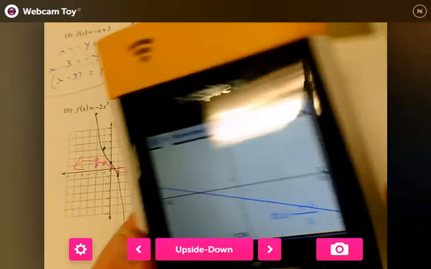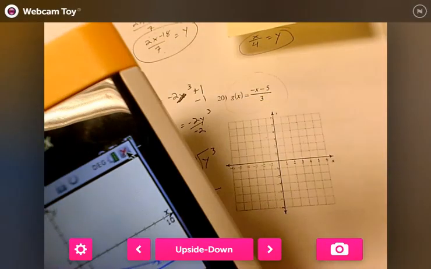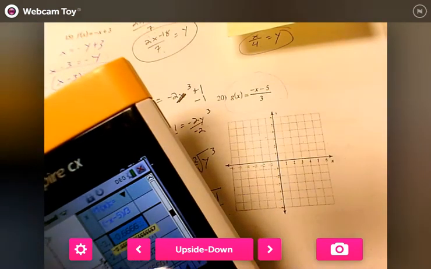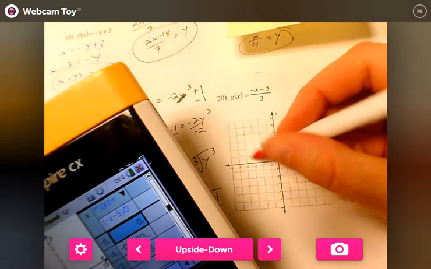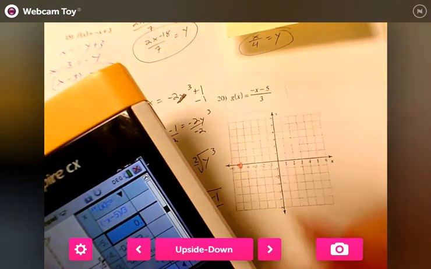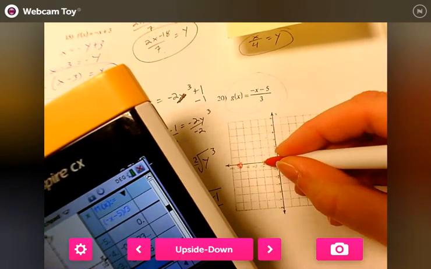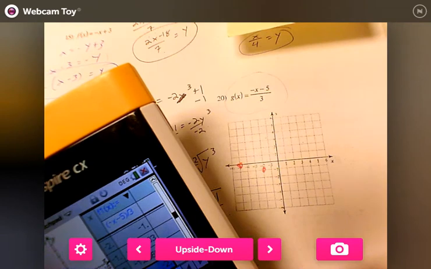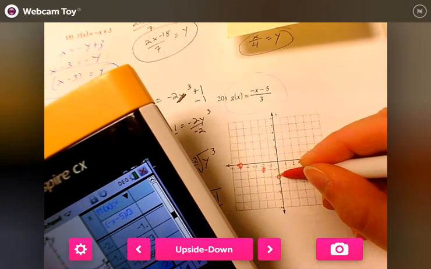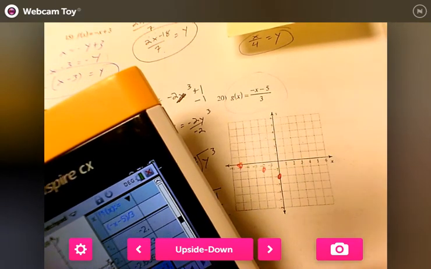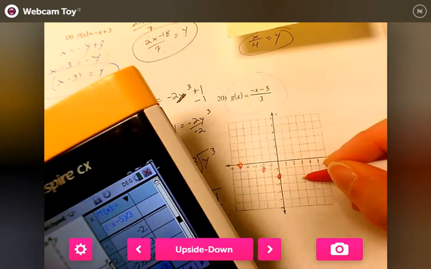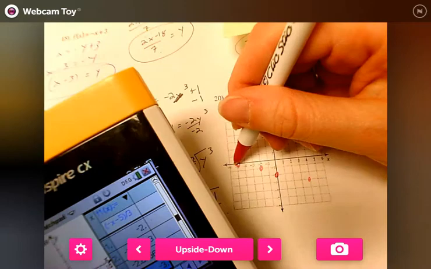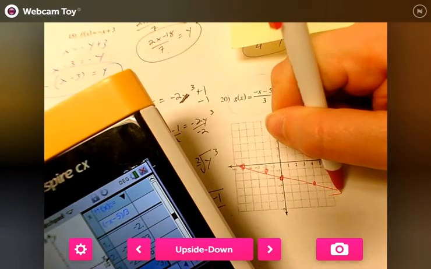That's a little bit hard to just copy right on there. So if I hit Control T, a table pops up. At negative 5, I'm at 0. At negative 2, I'm at negative 1. At 1, I'm at negative 2. At 4, I'm at negative 3. Okay? So here's my graph.